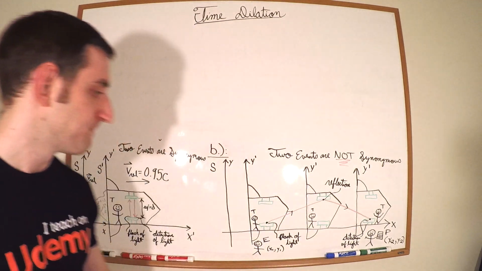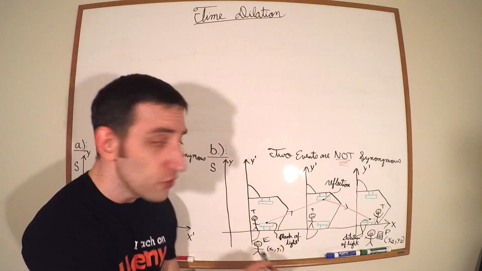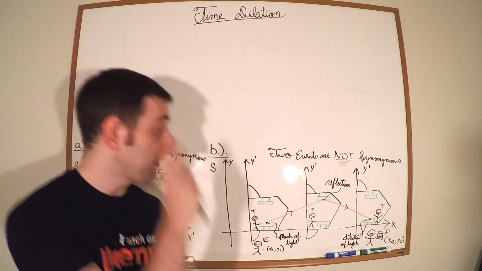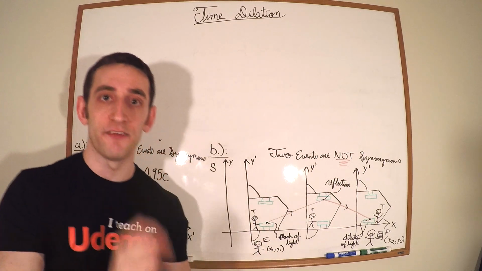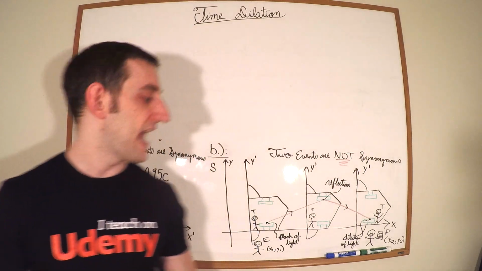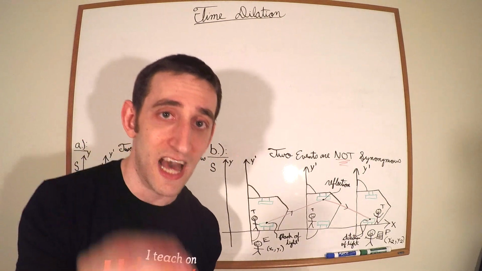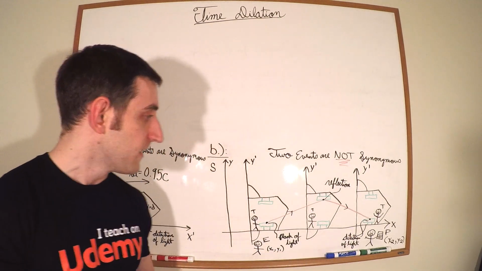Keep that in mind. In the reference frame S, we need two people because the flash of light and the detection of light do not occur in the same place. I'm going to say that again. The flash of light and the detection of light are not synonymous. They do not occur in the same place.